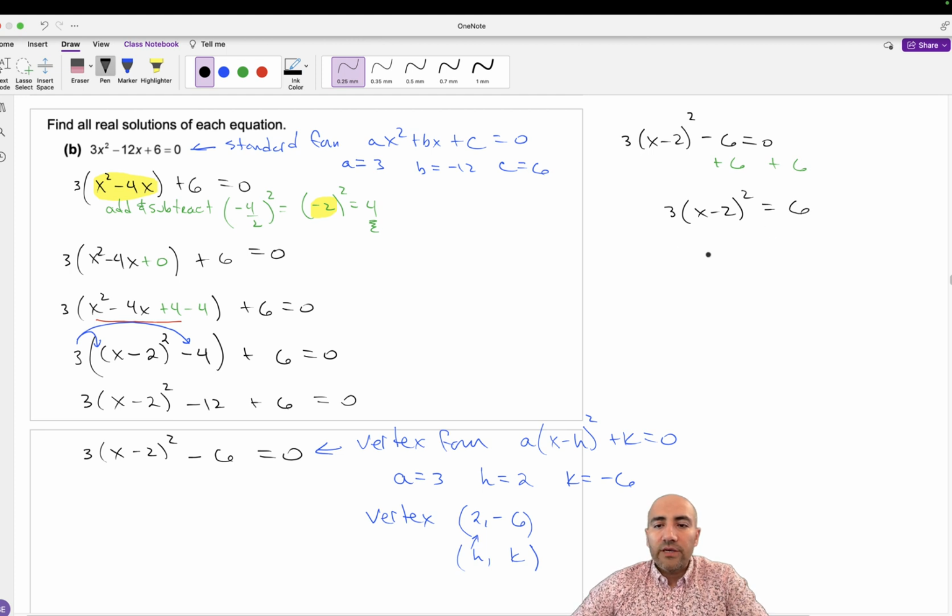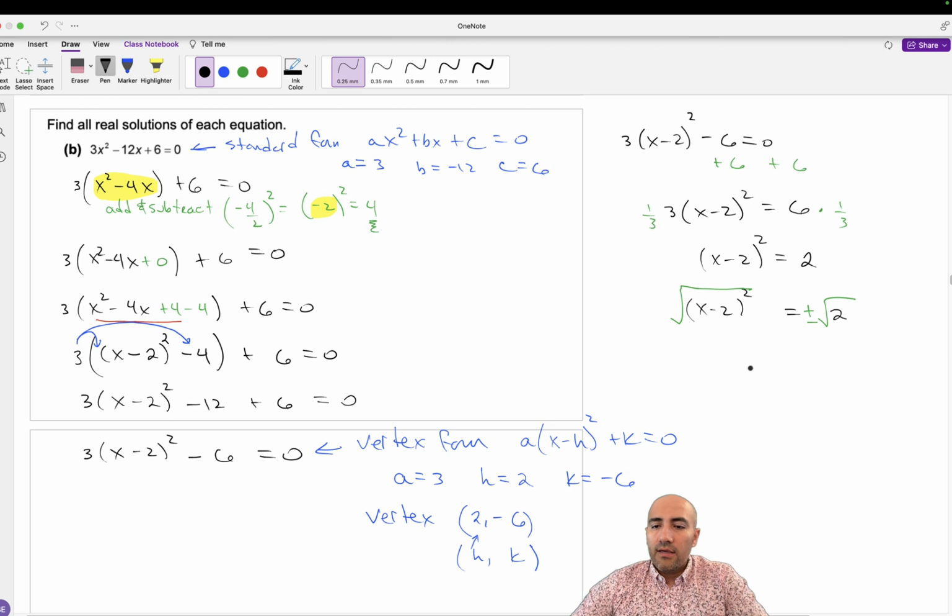Divide both sides by 3, or multiply by a third. So 1/3 times 3 gets me (x minus 2) parentheses squared equals to 2. And now I take the square root of both sides. And so (x minus 2) squared equals to 2. I'm going to take the square root of this side, and the square root of that. It's an even root that I introduced, so I have to throw in the plus and minus, two possible solutions.